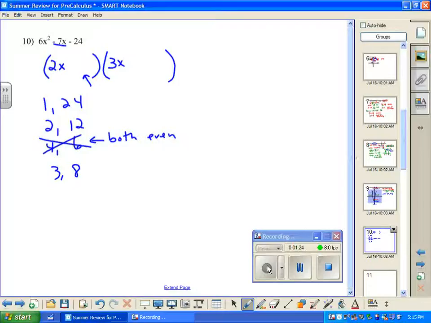Once again, I'm not going to want to put the 8 here because then there would have been a common factor of 2 to pull out. So I'm not going to put the 8 here. I'll put the 8 over here with the 3x and the 3 with the 2x.